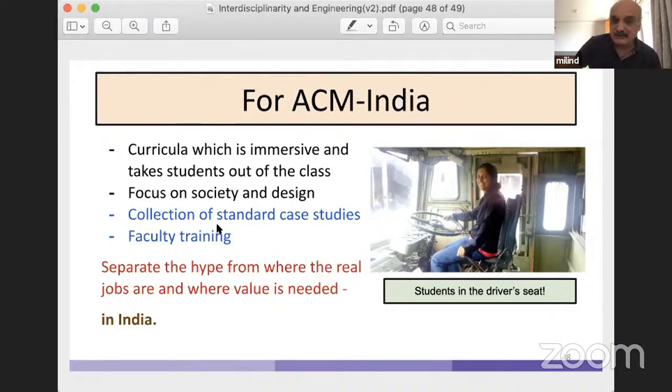So we need to separate the hype from where the real jobs are. You see, about 10 lakh engineering students graduate every year. And we need to find ways that they can contribute to society. So we need to really put students in the driver's seat.